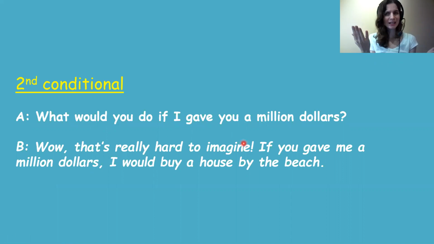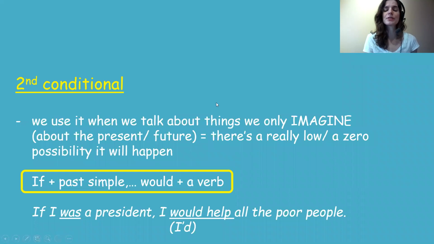So can it really happen that A will give B $1 million? I don't think so, right? It's only something that they imagine. So basically we use this second conditional in situations when we talk about things that we only imagine. And we imagine things that happen, or that are happening now, or that will happen in the future, but in reality, there is a really low or even a zero possibility that this thing might happen.